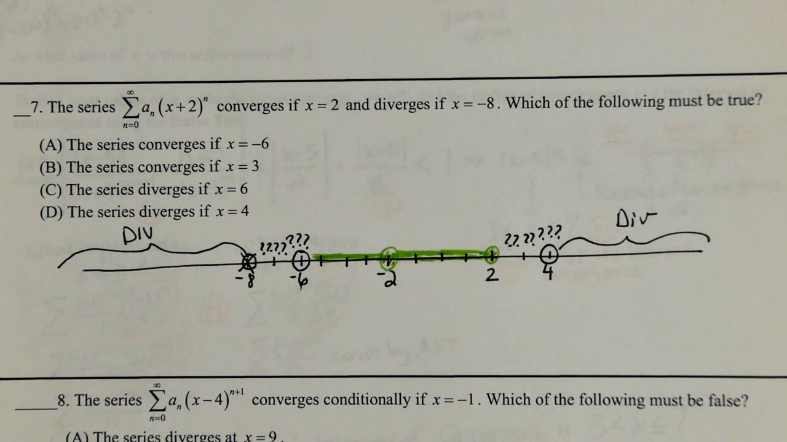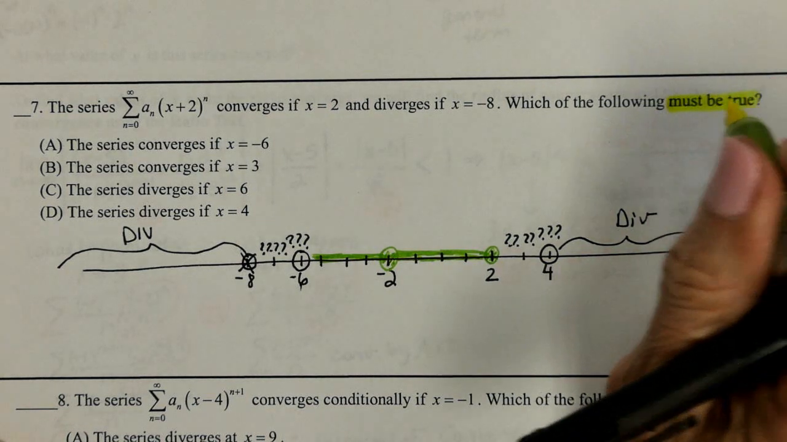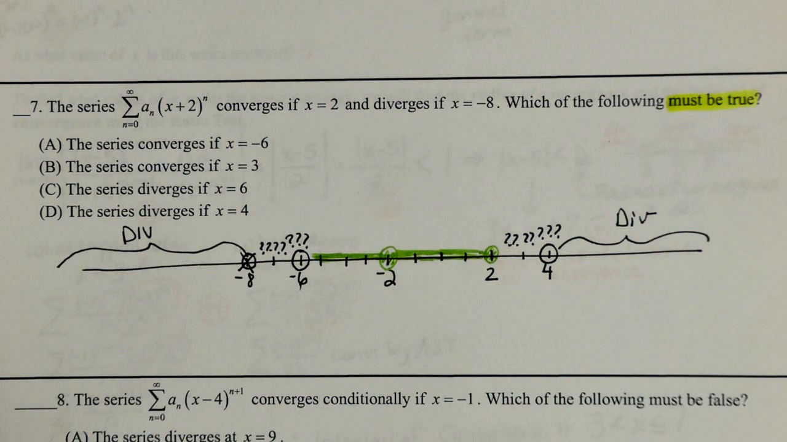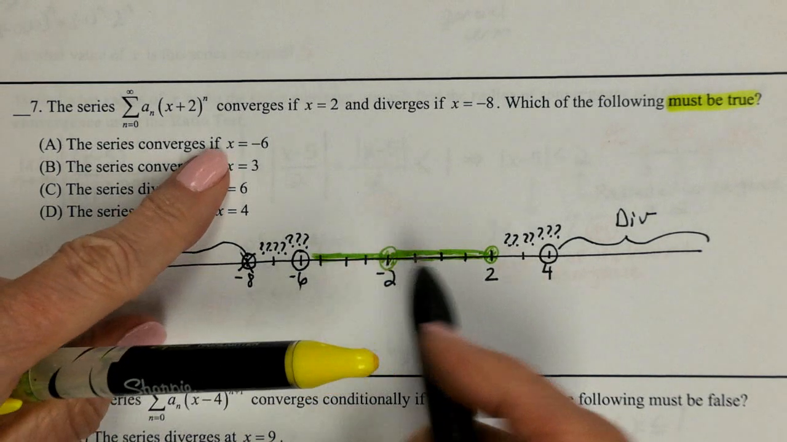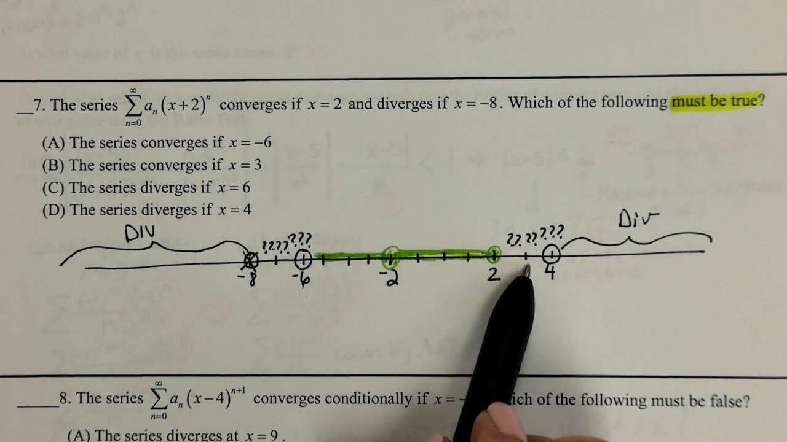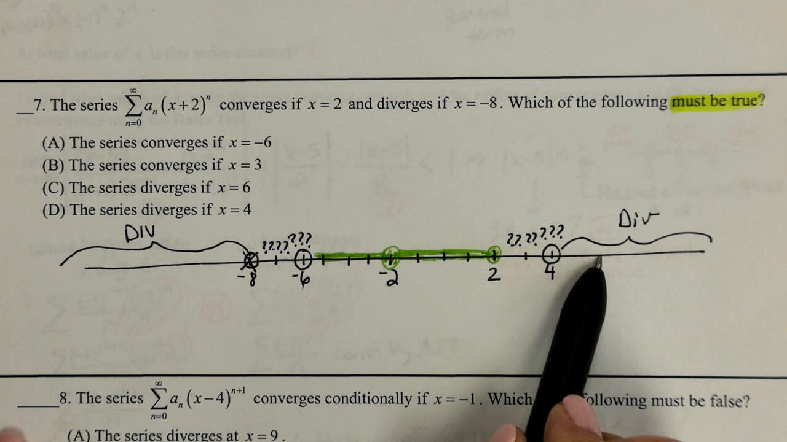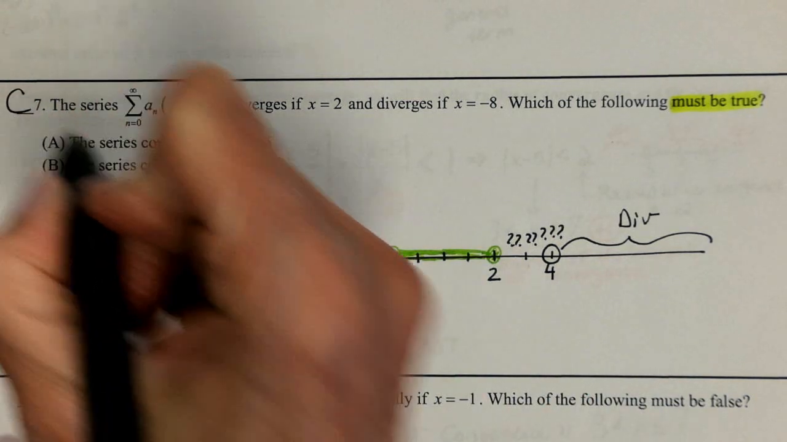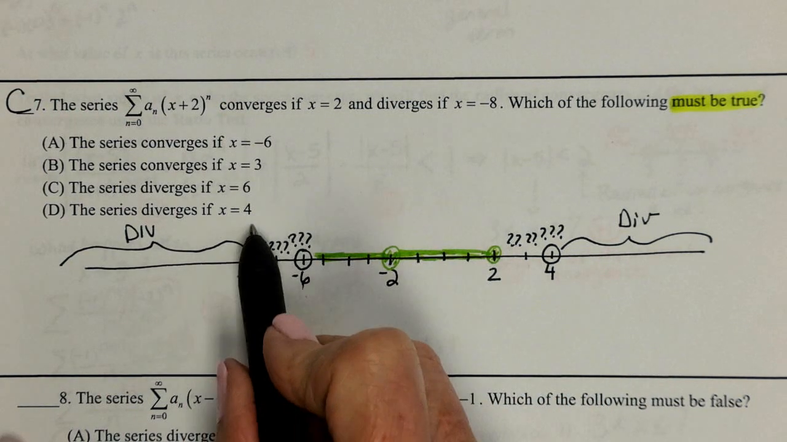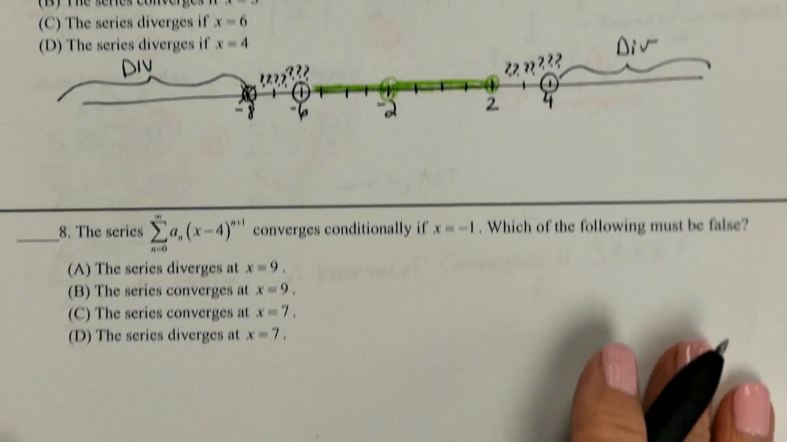And we are asked here which of the following must be true? Must be true. So, converges at -6, I don't know. Converges at 3, I don't know. Diverges at 6, yes, that must be true. So I found my answer is C. Diverges at 4, I don't know about 4. Alrighty.